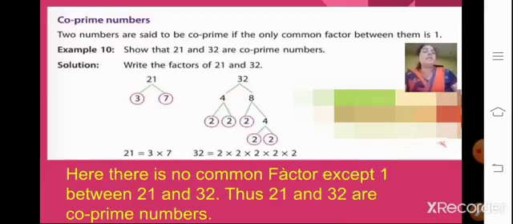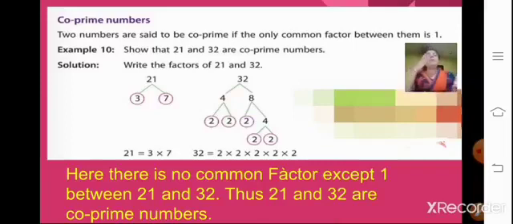Now in the number 21, the prime factors are 3 and 7, whereas in 32, it is the number 2. So in the number 21 as well as in the number 32, there are no common factors. Here it is 3 and 7, here all the numbers are 2. So there is no common factor except 1 between 21 and 32. Thus 21 and 32 are called co-prime numbers.